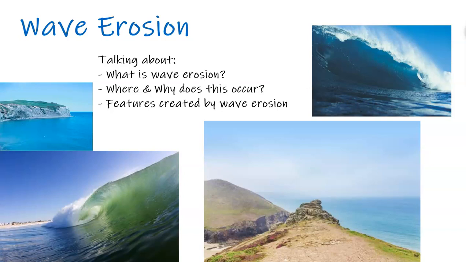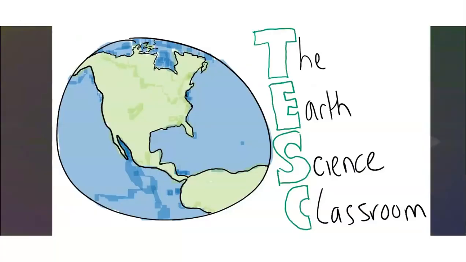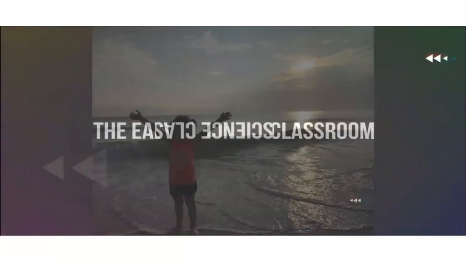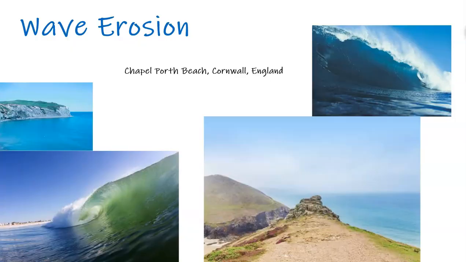And this video in particular is looking at defining and discussing what wave erosion is, where and why this occurs, and when it occurs, what features are created by this wave erosion that we can see on our coastlines. So we've got some amazing pictures here of some coastlines and some breaking, plunging waves, and this picture in particular right here. Now, this picture is of a cliff that is part of the Chapelporth Beach in Cornwall, England.